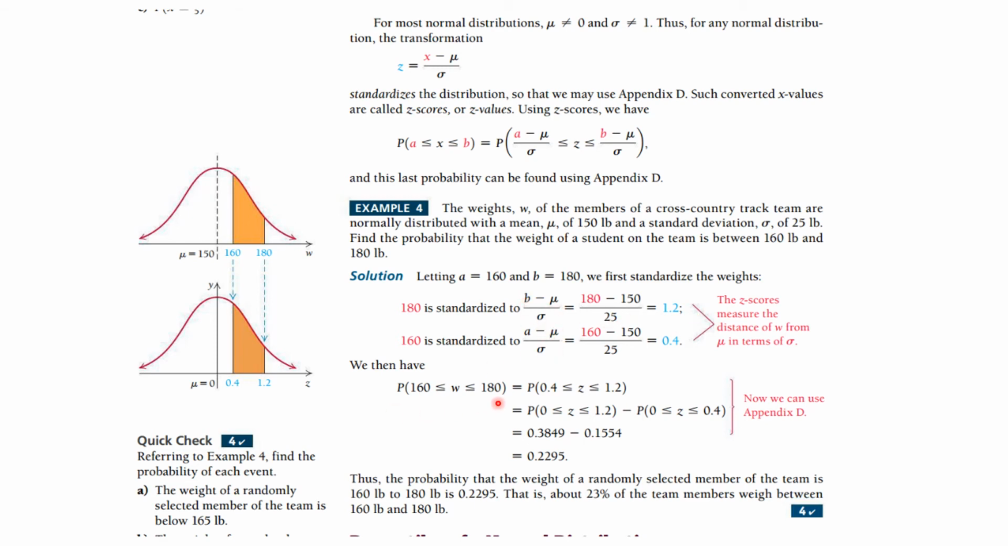So this area is equal to this area. Well, we can find this area from our normal tables. This is this area minus that area. Going to Appendix D, we subtract and we get this is the answer. And this was an area preserving map. So the probability that the weight of a randomly selected member of the team is 160 to 180 pounds is 0.2295, and that's about 23%.